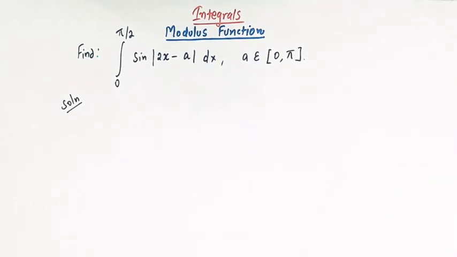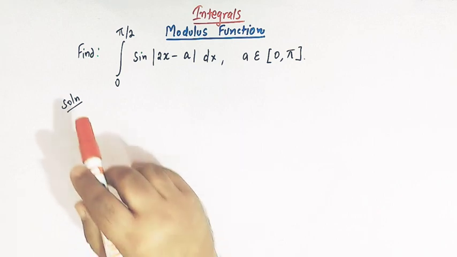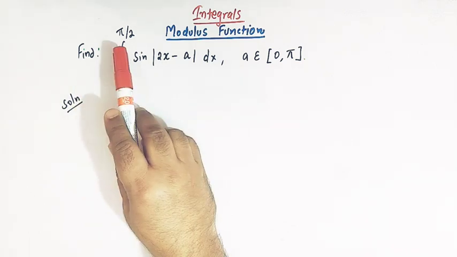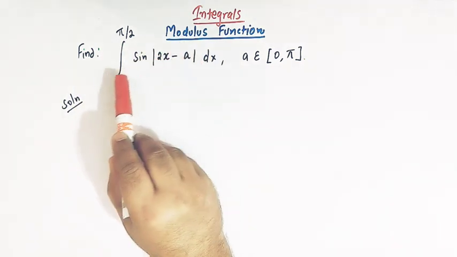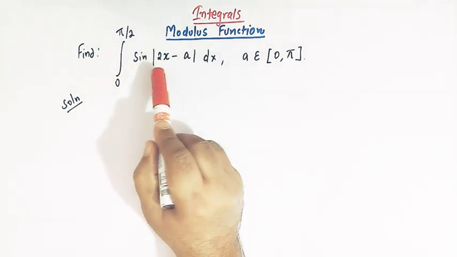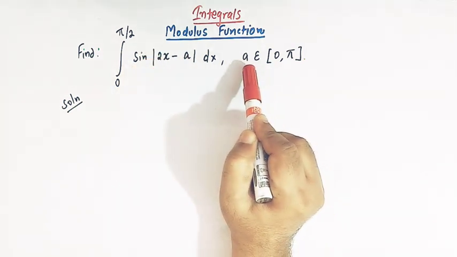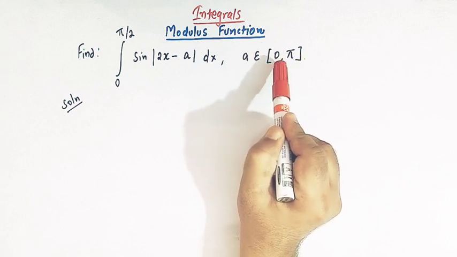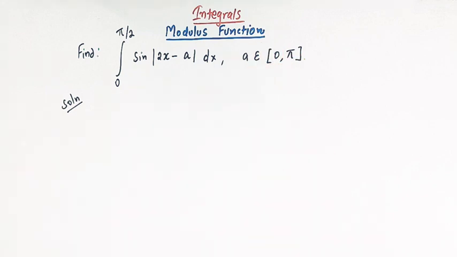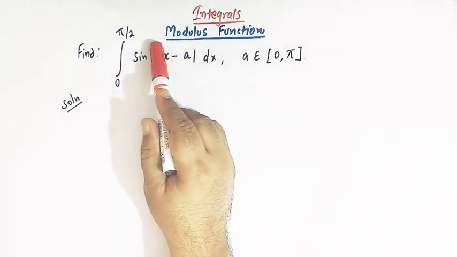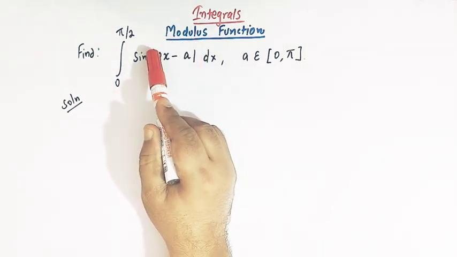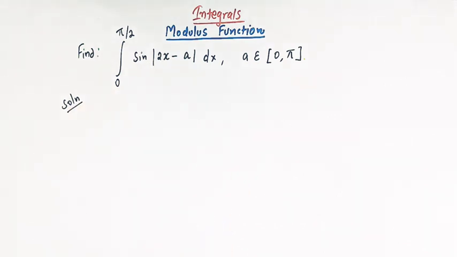Hello viewers, in today's class we are going to discuss yet another important and very conceptual problem from definite integrals involving the modulus function, right? So here we have to find the value of this integral from 0 to pi by 2, and the integrand is sine of mod of 2x minus a, where a belongs to this closed interval 0 to pi, right? So here we see that we have this mod function, that is mod of 2x minus a.